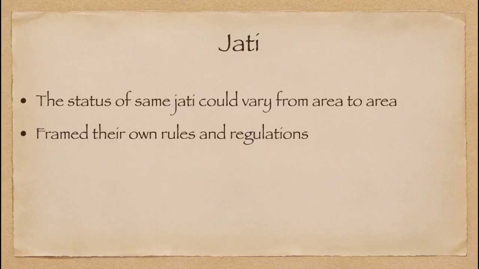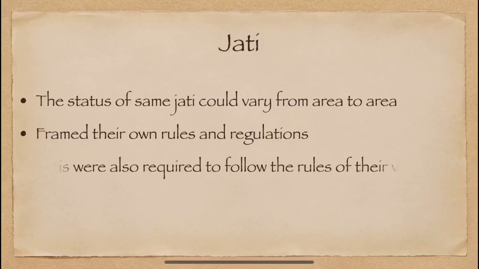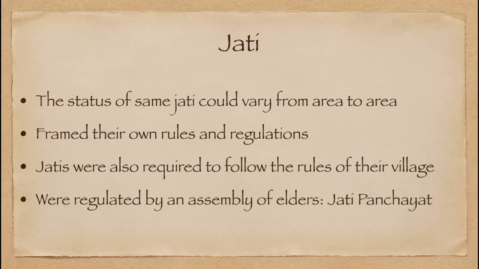For example, Brahmans considered eating meat to be a crime, or Sikhs always used to wear a turban and used to have long hair, which the majority of Sikhs even have today. Also, jatis used to have their own rules and regulations, but they also had to follow the rules of the village. Now, for example, I just told you that Sikhs follow the rules of the jati, that is wearing a turban, but they also follow the constitution of India. Similarly, in that time as well, jatis used to follow their own rules as well as the rules of the village. And lastly, jatis were regulated, or we can say controlled, by an assembly of elders called Jati Panchayat.